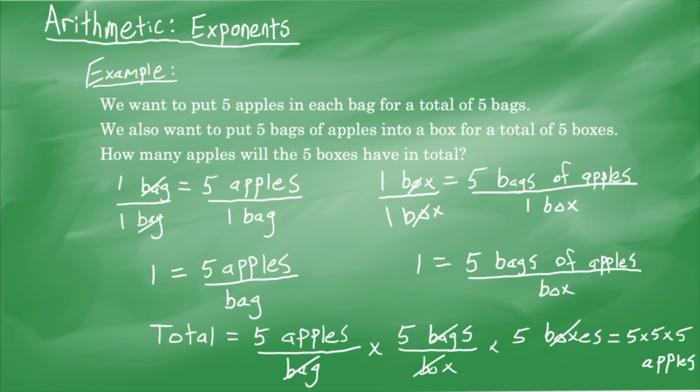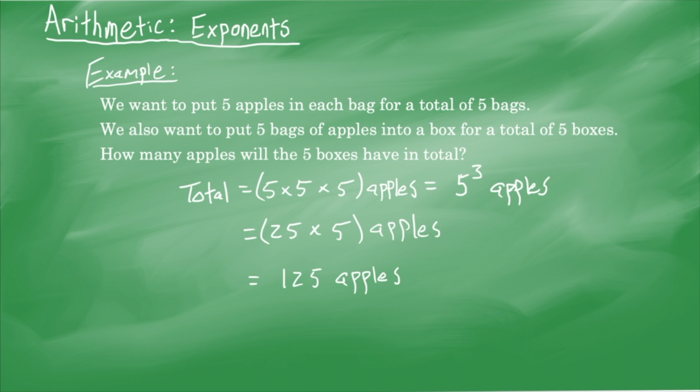So we can see then that the bags cancel, the boxes cancel, and we get 5 times 5 times 5 apples. So in total we have 5 times 5 times 5 apples, which we've just learned is 5 to the power of 3 apples, which is 5 times 5, 25, times 5. 25 times 5 is 125 apples. We learned to be able to do 25 times 5 in the last video, where this would be 5 times 5, which is 25, 2 times 5, which is 10, plus 2, 12, 125.